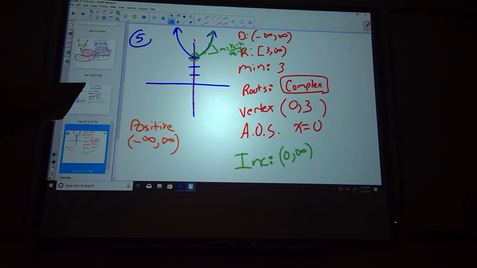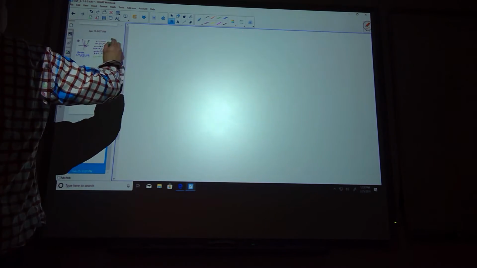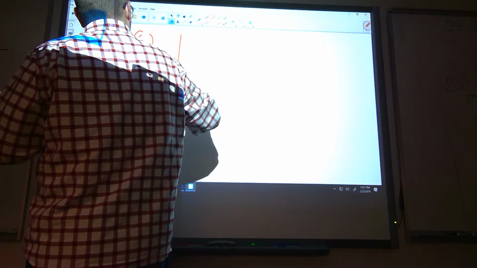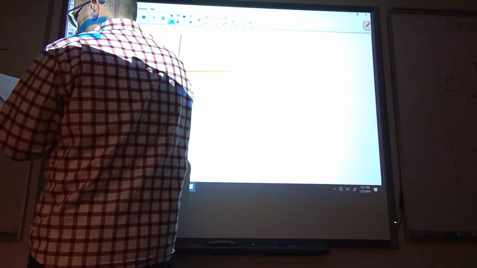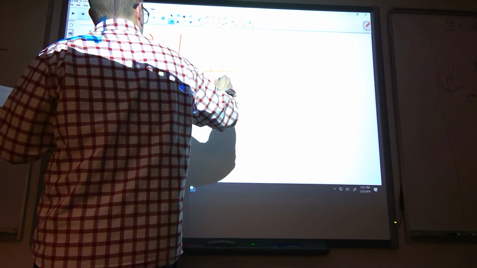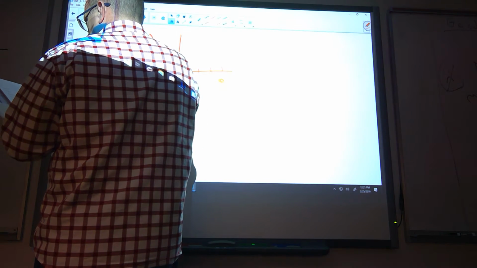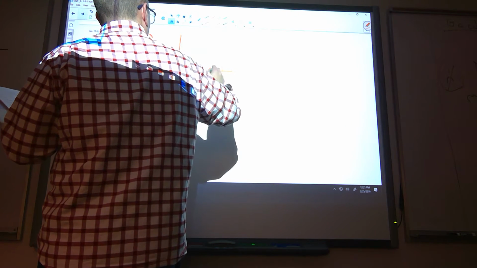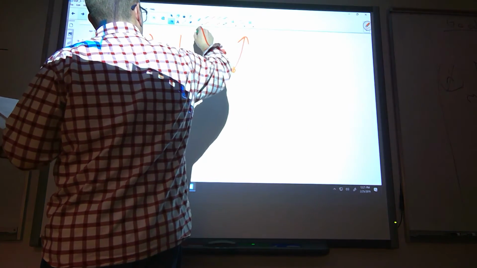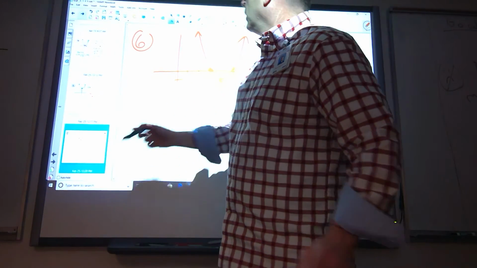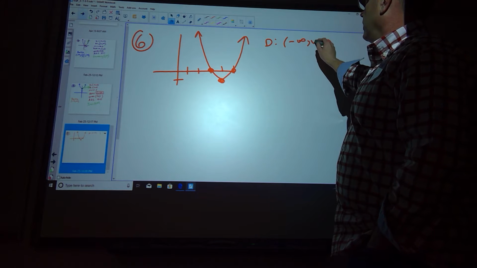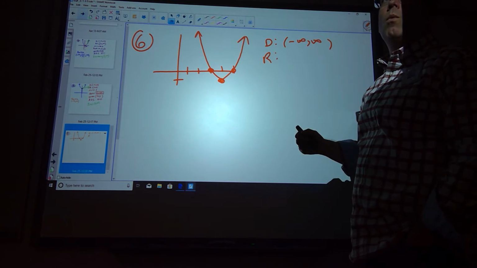And then number 6 is the last one we had to work on, right? Number 6. That looks like this. I'd say 1, 2, 3, 4, -1, 4, -1. It's right there. Then definitely 1, 2, 3. Got a dot there, and I got a dot there. Okay. Quick, domain. Negative to positive infinity.